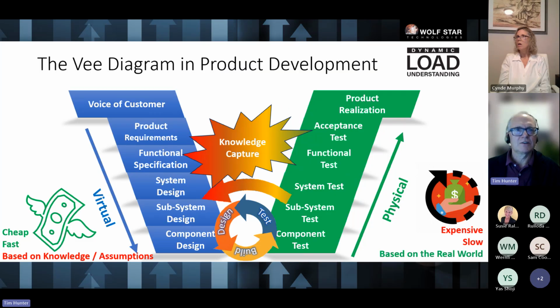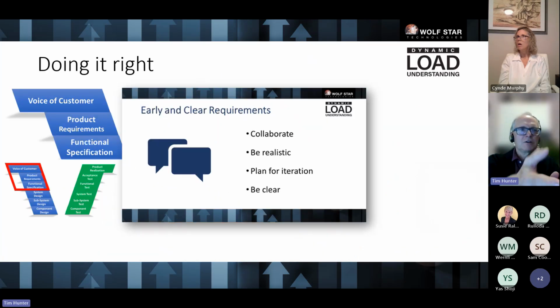Okay, so let's take a look at this V diagram a little bit more. We're looking at the top part of the V diagram here. We're really setting up the product requirements here. And if you recall back from our previous webinar, there was a whole section where we talked about early and clear requirements. And this is so important for doing your product development right.